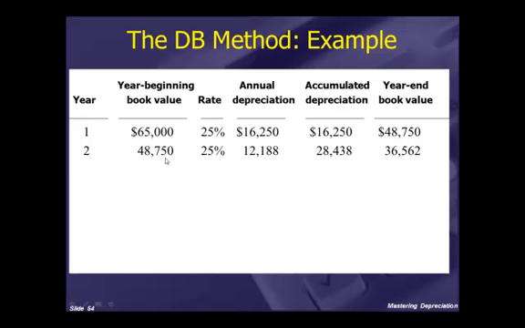So again, accumulated depreciation, then you're adding the 16,250 plus 12,188 to get 28,438. And then you're taking 48,750 beginning year, subtract accumulated depreciation to get year-end book value of 36,562. The pattern is started. You would just continue doing this. You have to be careful with the declining balance method as you're approaching the end of its estimated useful life. You need to be sure that you do not exceed the depreciable base.